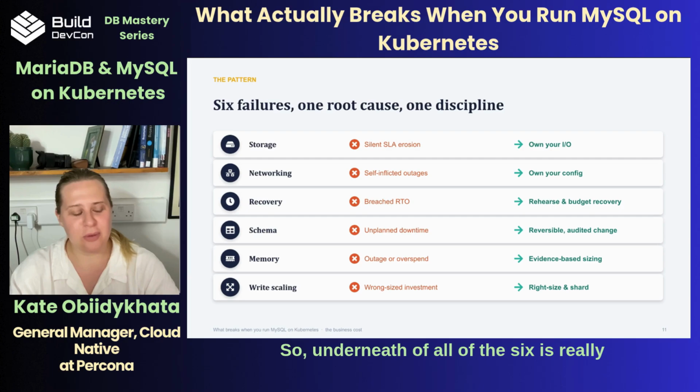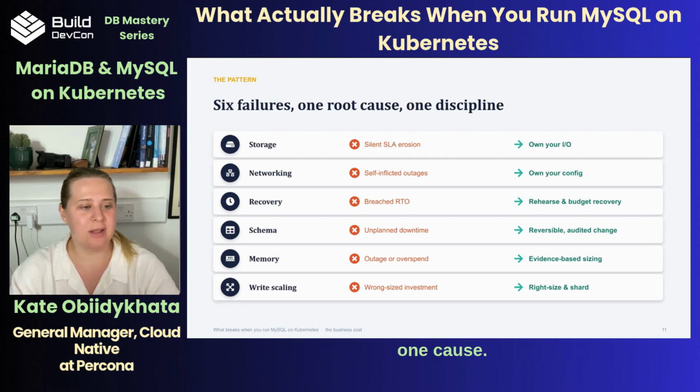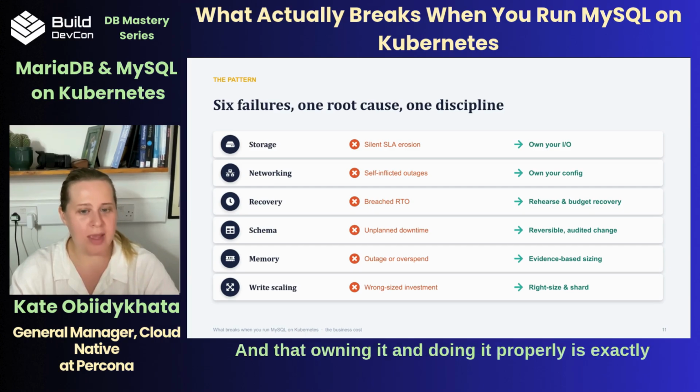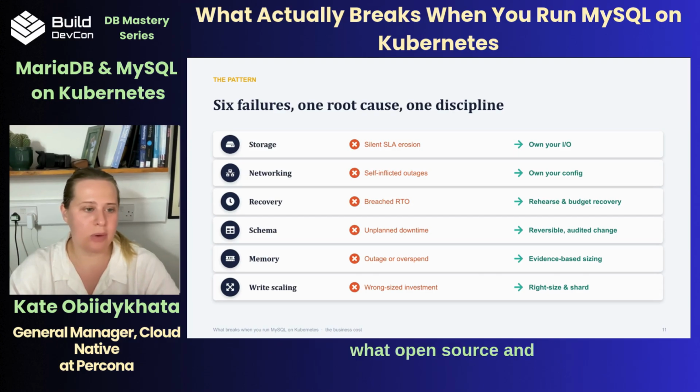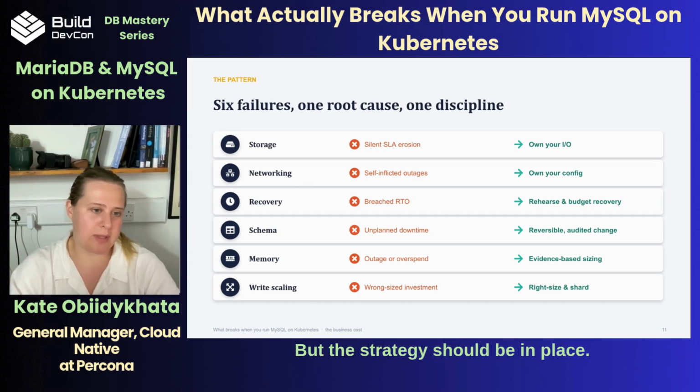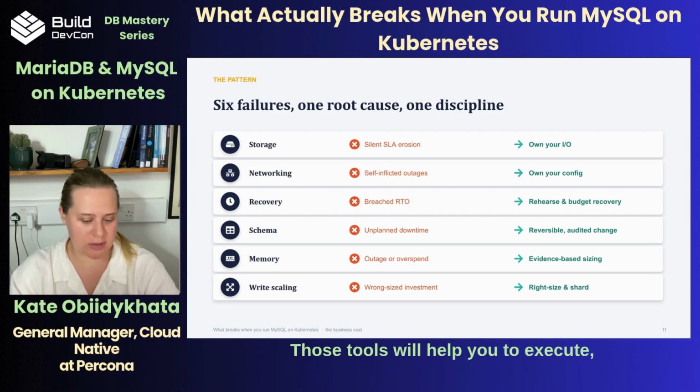So underneath all of the six is really one cause: defaults are made for small data. And basically one answer: do it deliberately and own it. And owning it and doing it properly is exactly what open source and the operator will help you do. But the strategy should be in place. Those tools will help you to execute, but the planning should be in place.